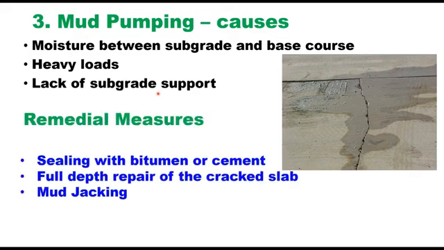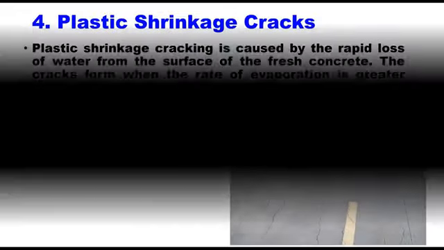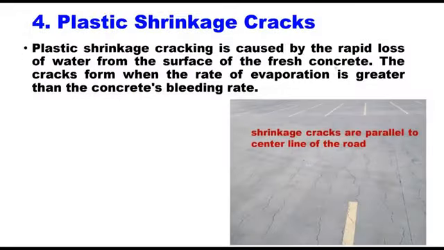The remedial measures for mud pumping are sealing of the crack with bitumen or cement, full depth repair of the cracked slab, and double bars can also be provided to increase the load transfer across any significant joint created by patch repair. The mud jacking. Mud jacking is the process of pumping cement slurry under the slab through the holes to lift it back to its original height.